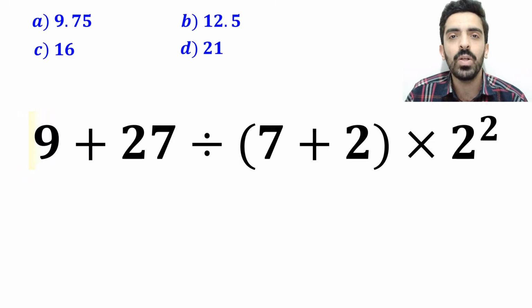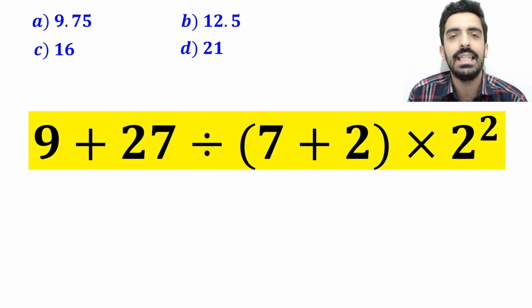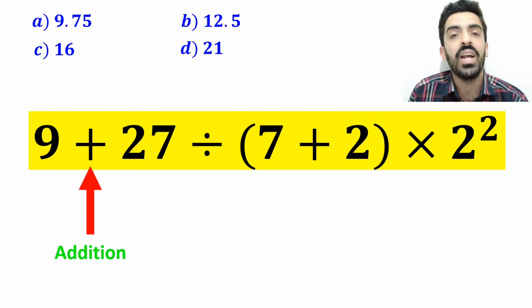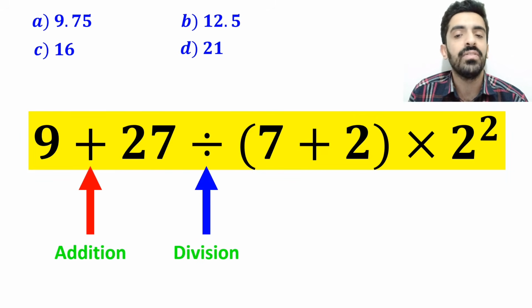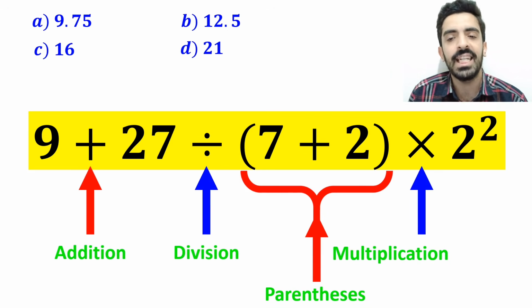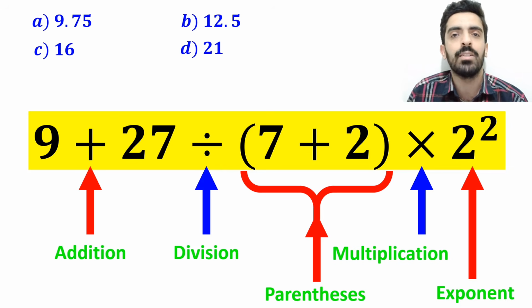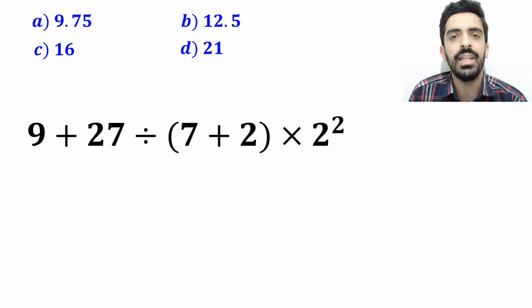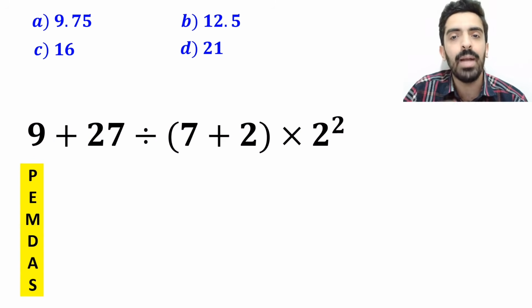Alright, now let me show you how to solve this expression properly. As you can see on the screen, in this expression, first we have an addition sign, then a division sign, followed by parentheses, then a multiplication, and finally exponent. To solve this question, we must follow a rule that is called PEMDAS.